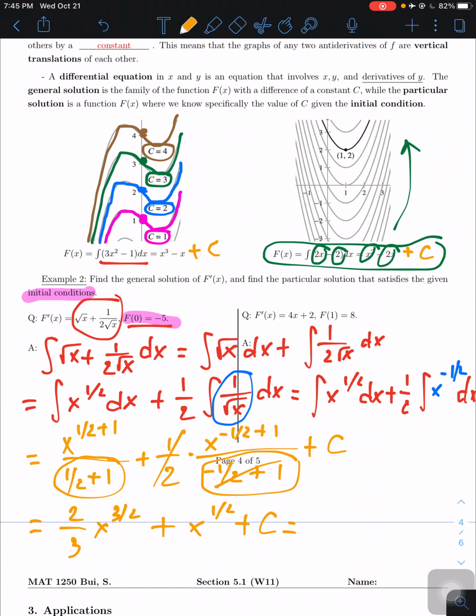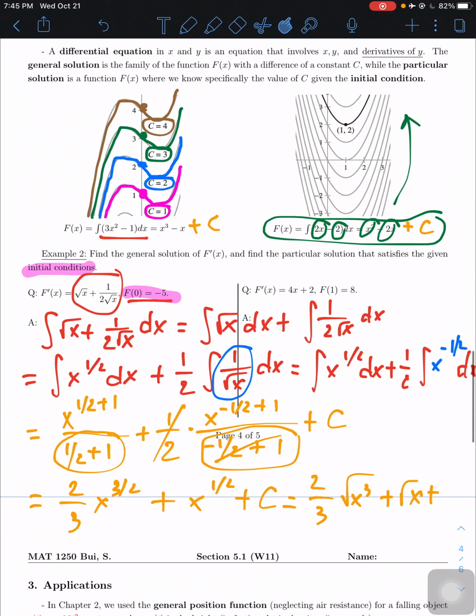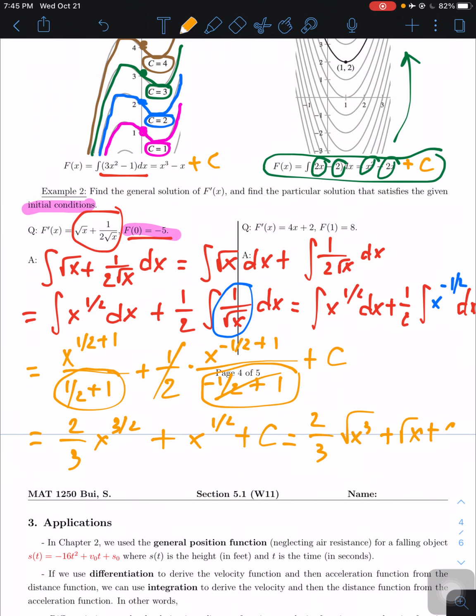Again, I told you guys I really hate it when I have power form, so I'm going to rewrite everything in root form. So I'm going to have x cubed and then the square root of it, and the other one I'm going to have square root of x, and then plus c. Let me move this one a little bit up. And this is my final answer for the general form, right?